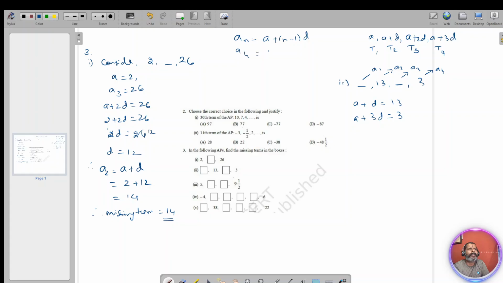A4, how much does it come? A plus 4 minus 1 is 3. Right? Based on this formula only we derive the terms. In other words, it is also vice versa. So you have to solve these two equations so that you get a and d. So we can subtract these things.